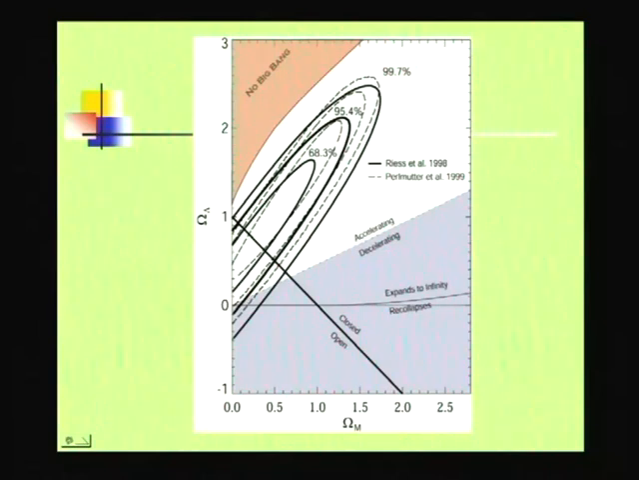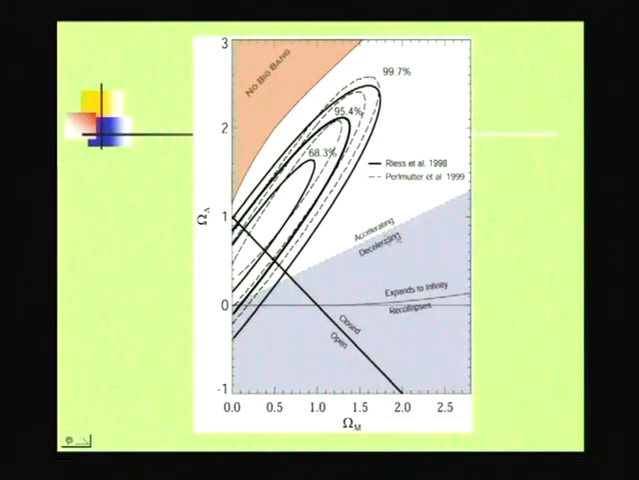If I have a matter dominated universe, no pressure, the universe is expected to be decelerating. If I have a cosmological constant dominated universe, the universe is expected to be accelerating. If you put in curvature also, this is the curve that demarcates these regions.